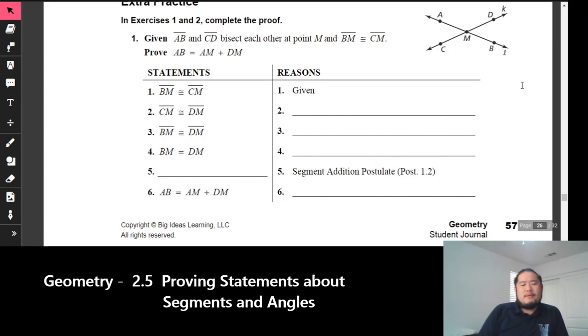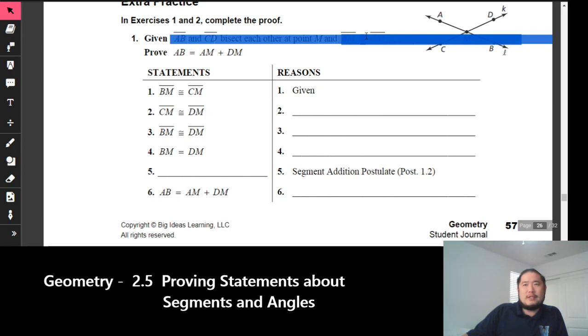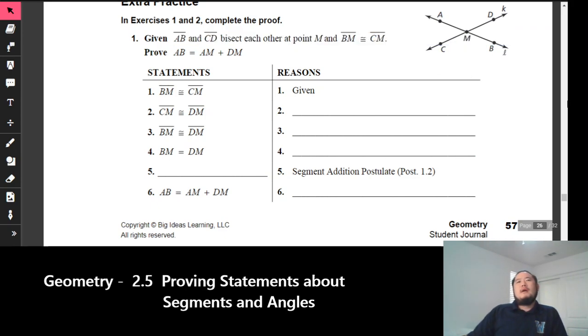Now, remember, the very first thing that we should always do is write down the given. Sometimes given statements can be seen from the diagram, or they can be written out for you, as you can see right there. A lot of times you could just put all of the given statements down under statement 1. Sometimes they split it apart. I think because this is the first section, the book happens to split everything apart.